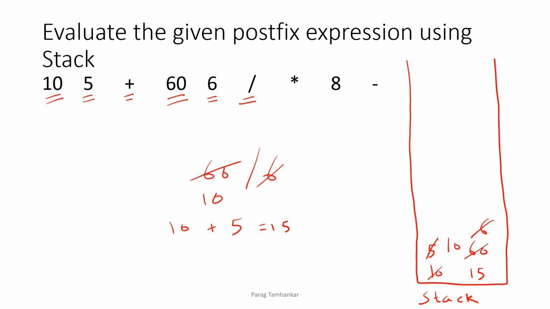Okay, then I see another operator, multiplication. So again I'm going to pop two operands, which is 10 and 15. So 10 is popped out, 15 is popped out. I'm going to perform the multiplication, which happens to be 150, right? So I'm going to push 150 onto the stack.